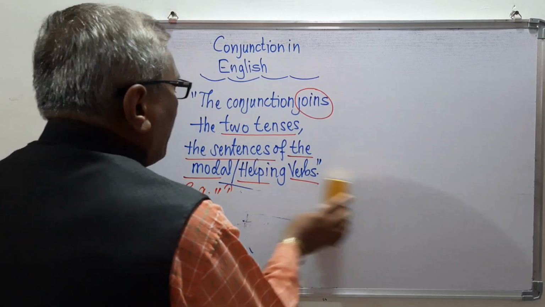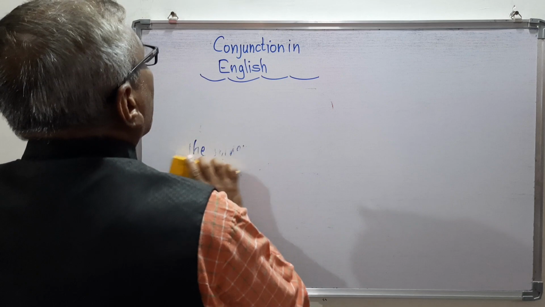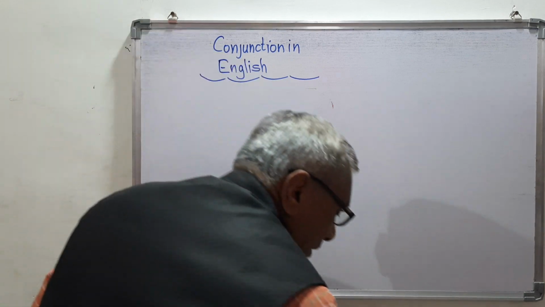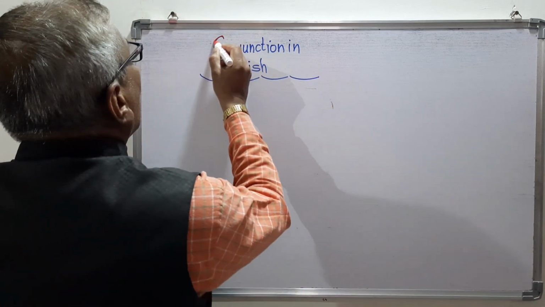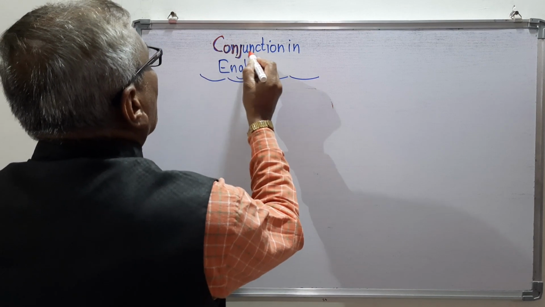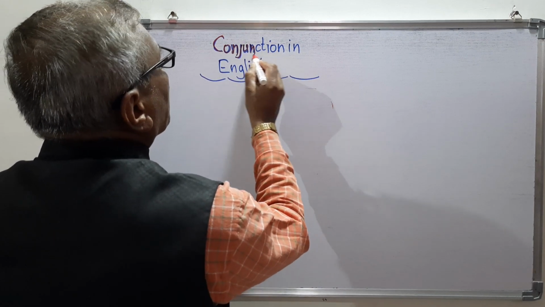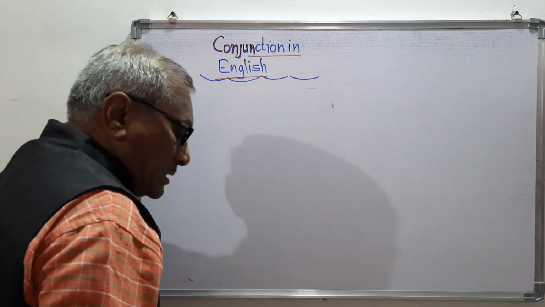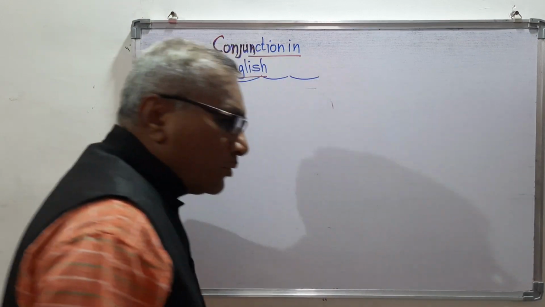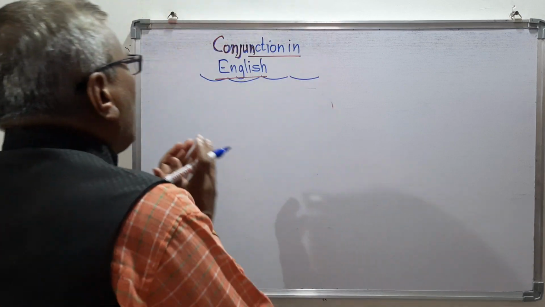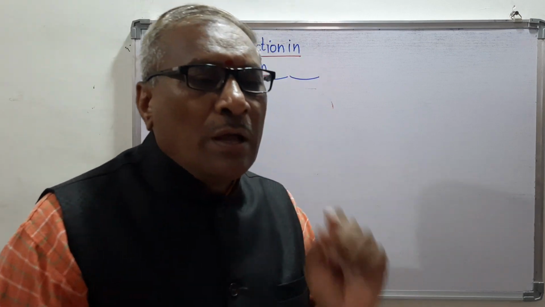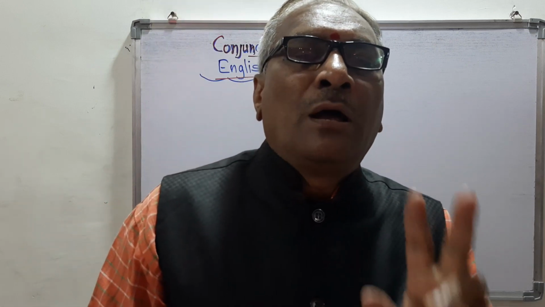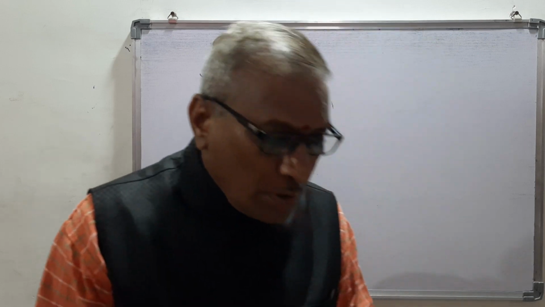So we are discussing the conjunctions in English. Now I have told you the definition of the conjunction. The conjunction is the word which joins two words and two sentences.